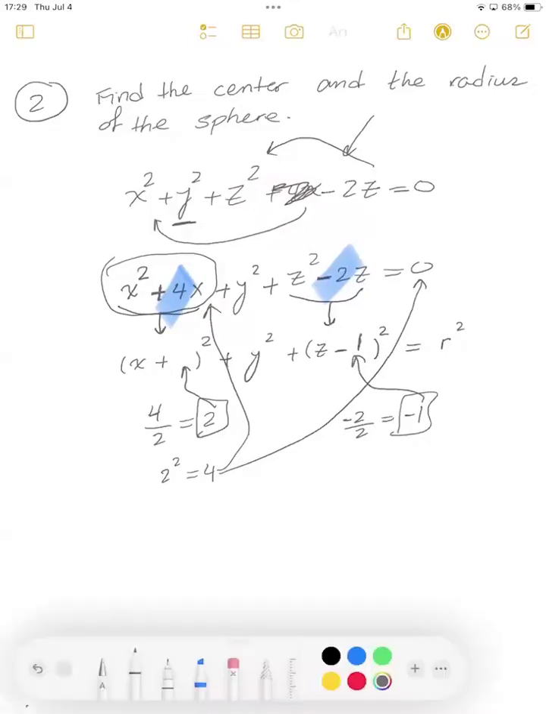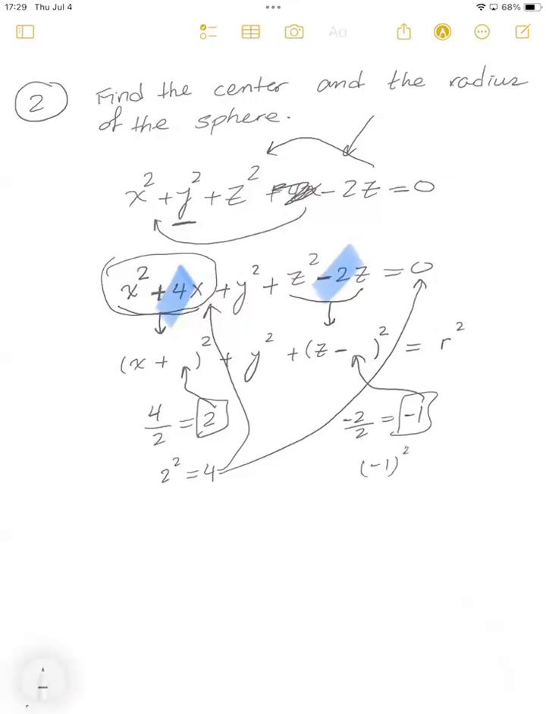Let me just erase it for now. And then I take that negative 1, square it, I get positive 1. So then I'm going to add 1 here and on this side. So that's what I'm going to do. I get x to the power 2 plus 4x.